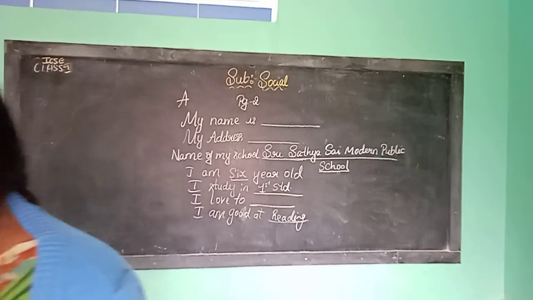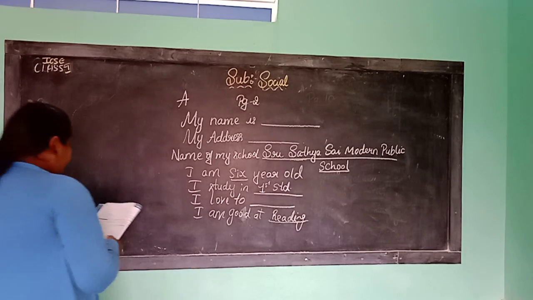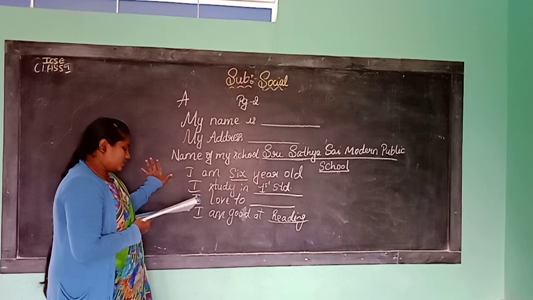So, in page number 2, the activity. You have to write this one. First one is, first what do you have to write? Your name. Second, your address.